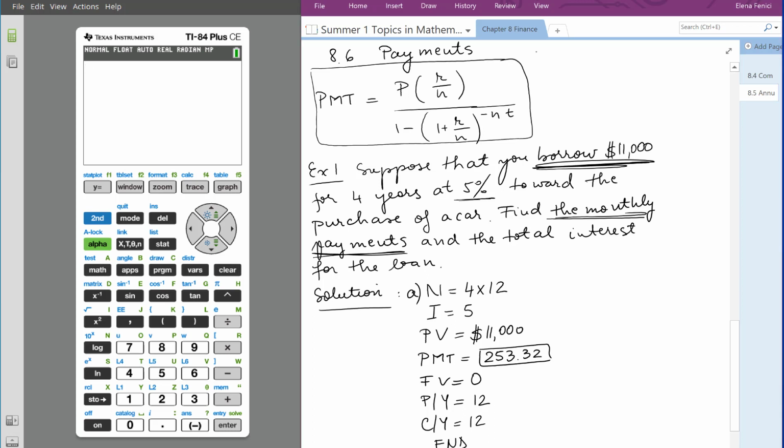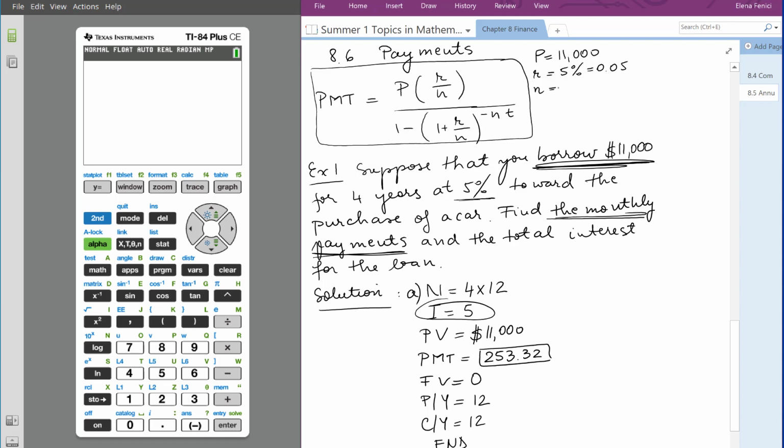So here P stands for present value, so it's going to be 11,000. R stands for the rate, so it's given to be 5%, which we are going to transform into 0.05. So you see there is a difference between this one and the one in the calculator. So here we actually transform it into a decimal.